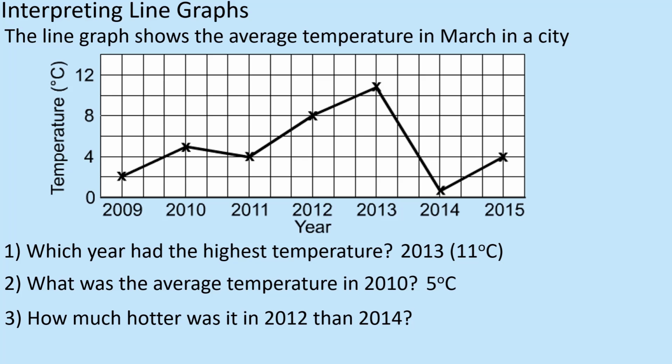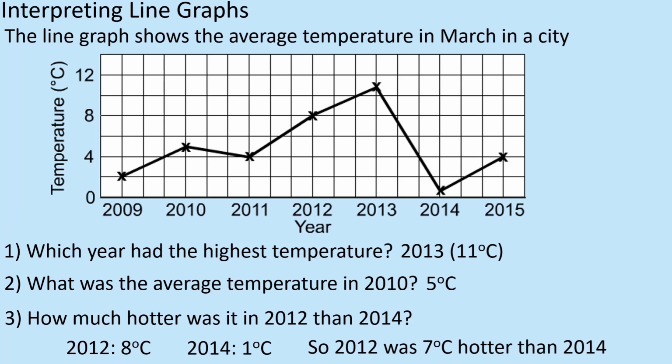And how much hotter was it in 2012 than 2014? So we need to work out the difference in the temperatures between 2012 and 2014. 2012 is going to give me 8. That's that one there. And then at 2014, I'm guessing that's around about 1. Maybe something even less than that. It's about half, but I don't know, about 1. So let's estimate 1. So 8 and 1, so the difference is going to be 7 degrees. So 2012 was 7 degrees hotter than 2014.